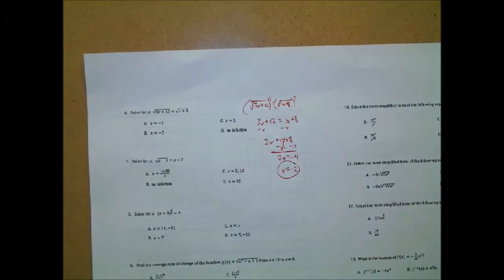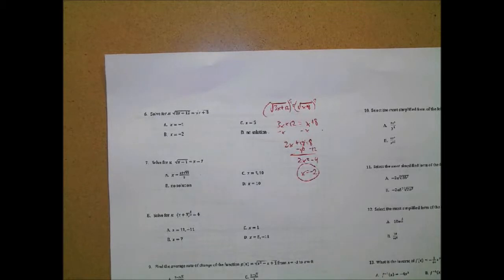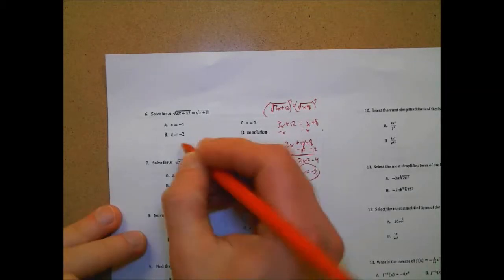Okay. Again, we want to be careful. We want to check this answer to make sure it makes sense in the problem. So you plug the negative 2 back in. 3 times negative 2 is negative 6. Plus 12 is 6. We have the square root of 6 over here. And then plug in negative 2. Negative 2 plus 8 is 6. Square root of 6 over here. Is the square root of 6 equal to the square root of 6? It is. So B is the answer.